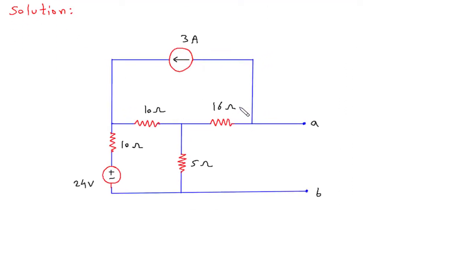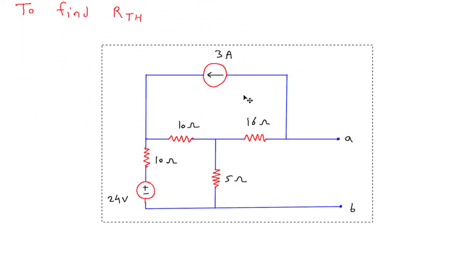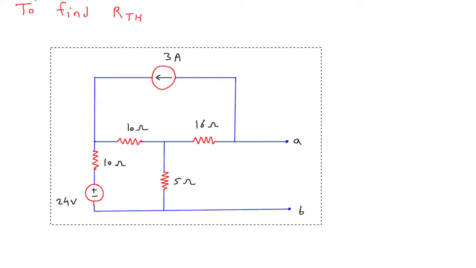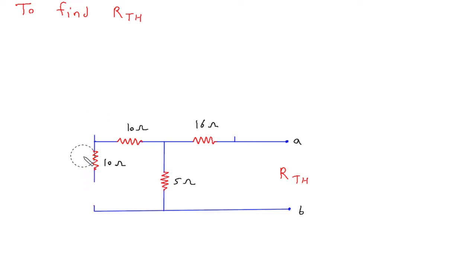Now we will find RTh. So to find RTh, we will consider the following circuit. This will be RTh. Now to find RTh, we will open circuit this current source and short circuit the voltage source. This will be short circuited.